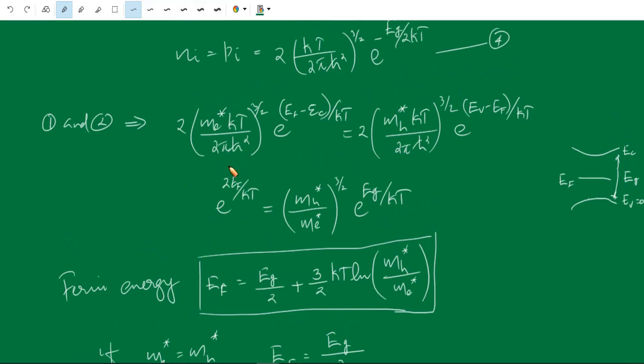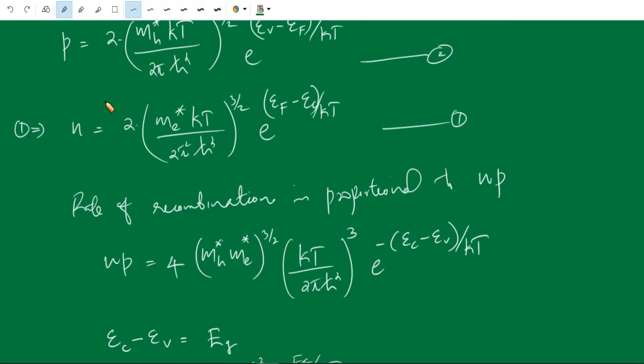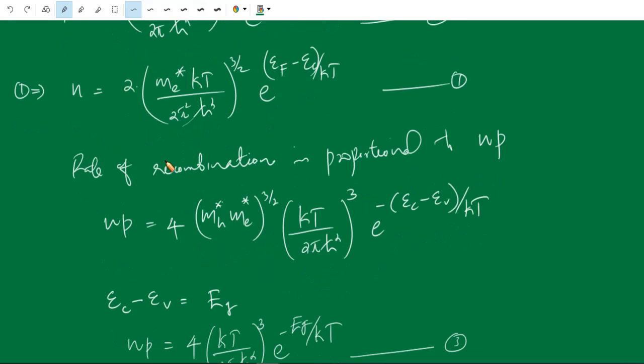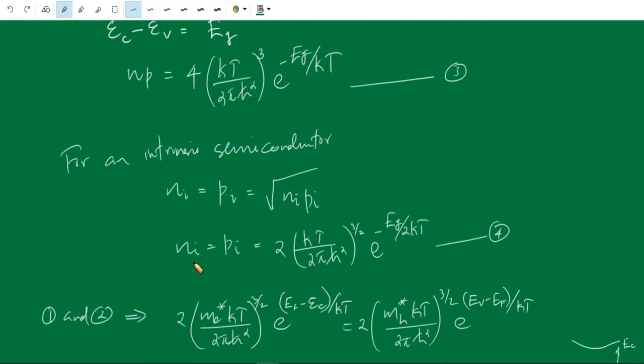So mainly we have derived the expression of concentration N and P for any semiconductor, and from that we have derived an expression for the intrinsic carrier concentration, which is given by Ni is equal to (2kT divided by 2 pi h cross square) whole raised to 3 divided by 2 e raised to minus Eg divided by 2kT. So this is also a very important expression as far as the exam is concerned.